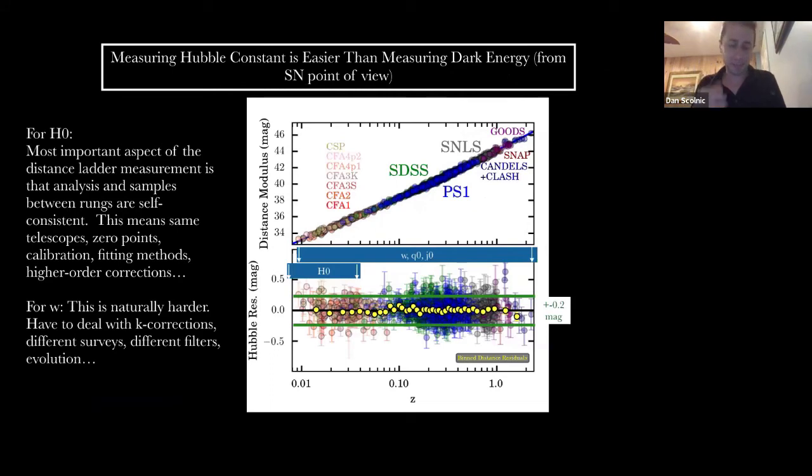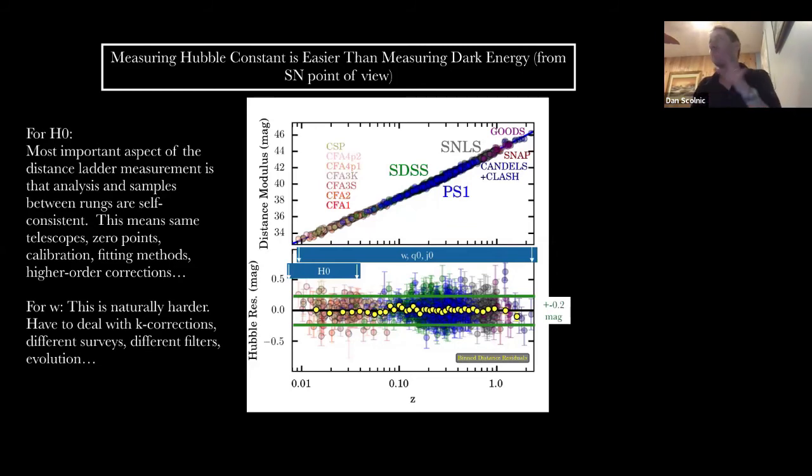Measuring H naught, what I have to do on the supernova side is compare supernovae at Z from 0 to 0.01, very nearby supernovae in galaxies that also host Cepheids, to supernovae at about 0.05, in the local Hubble flow. So this is comparing similar supernovae. For W, it's much harder. The leverage comes from comparing low Z, 0.05, to Z equals 0.5, where you have different surveys, K corrections, filters, and you have to worry about evolution, as we talked about. So in some sense, W is a much harder measurement on the supernova side than H naught.